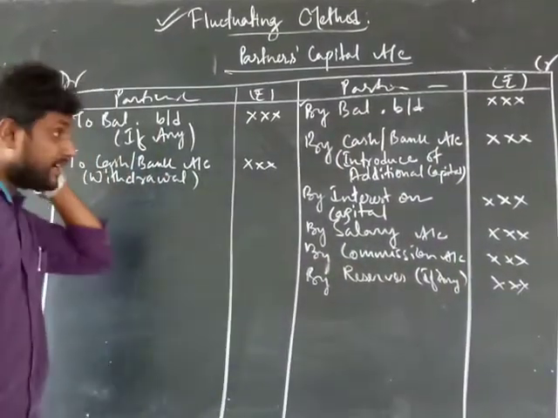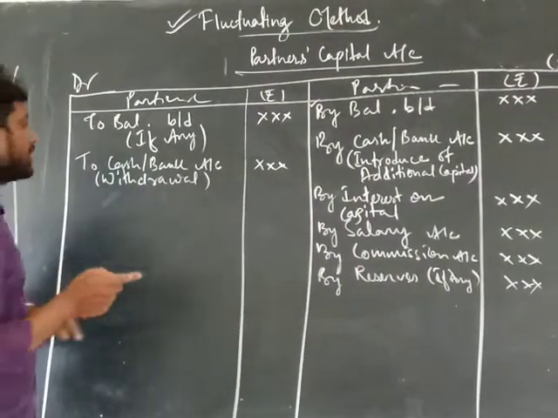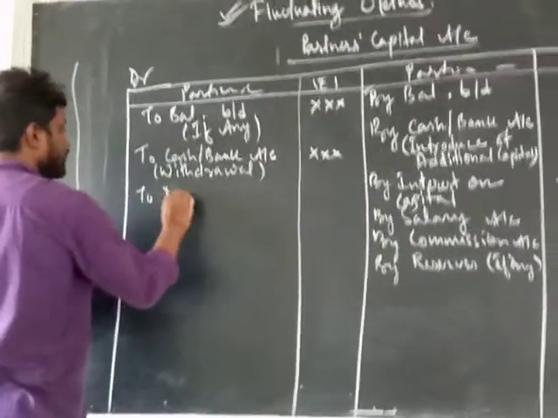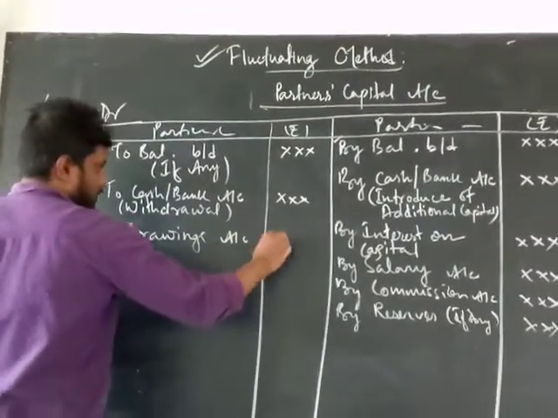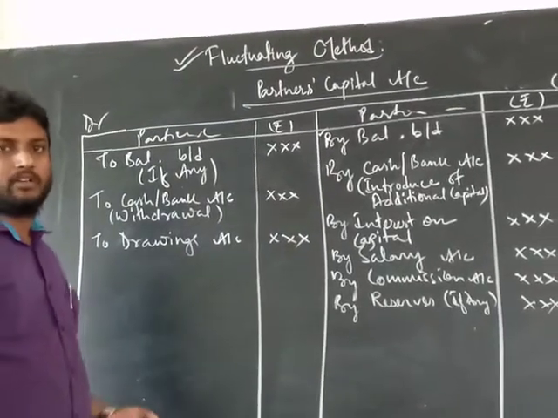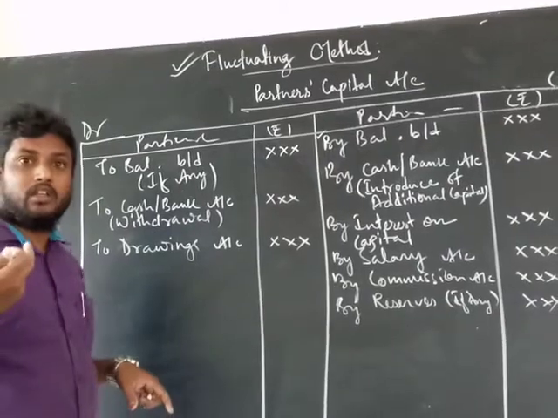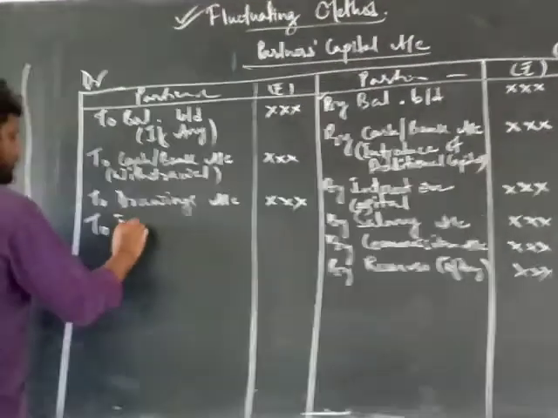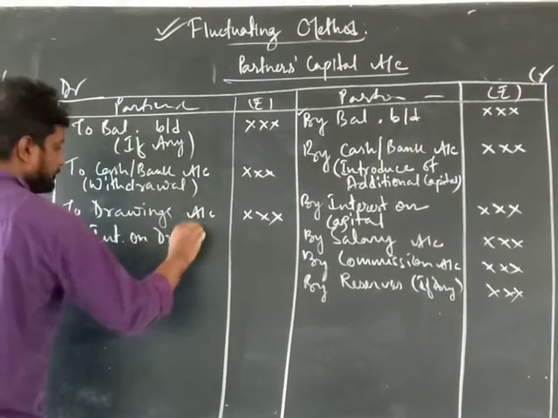In the same way, debit items were also there. So here, one extra entry will come related to the drawings. So here you should write to drawings. Now, why it has been debited, you all know. When the partners withdraw the money, the drawings account is always debited. Remember, that means the cash balance of the firm will reduce due to the partners' withdrawal of money. So that's why it has been debited. Again, to interest on drawings. To interest on drawings.